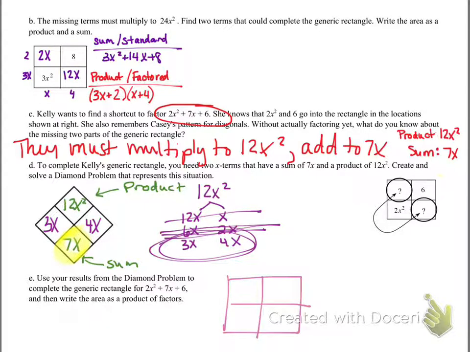Okay, so I believe in you. 2x squared and, oops, 6x. And our two terms that we found were 3x and 4x. So I have those. These two little guys that I found from my diamond go into those missing spots that Kelly was talking about. Okay, so we have 3x and 6x.